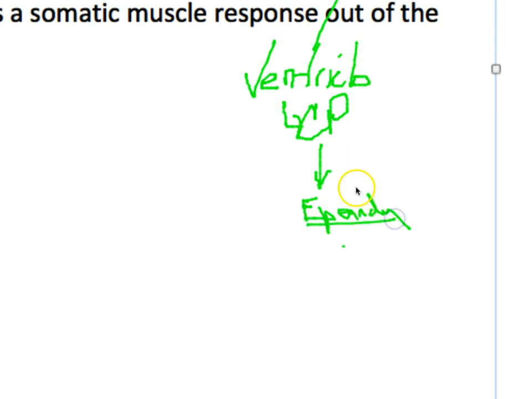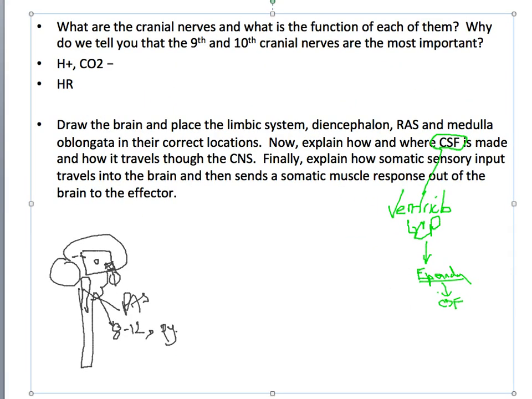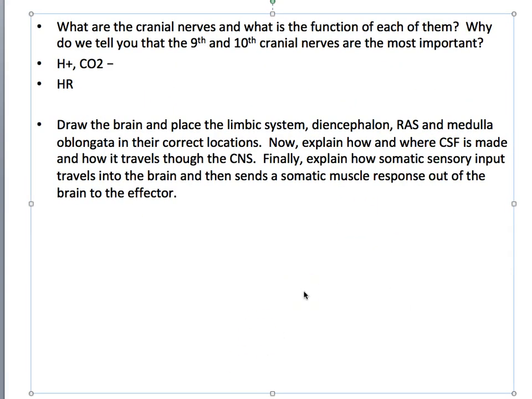And remember, those ependymal cells filter materials so it becomes cerebral spinal fluid. Now when I do this, it's going to erase the whole thing, so I apologize. Now, finally, once you actually have it, remember, it's the cilia.